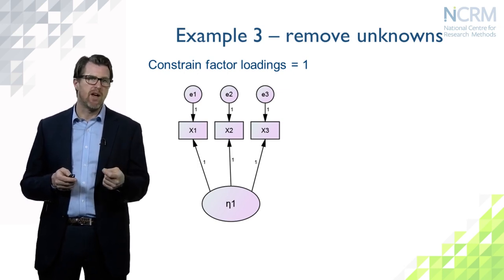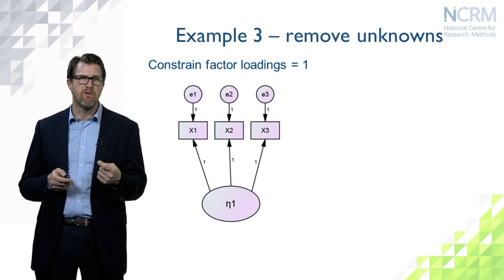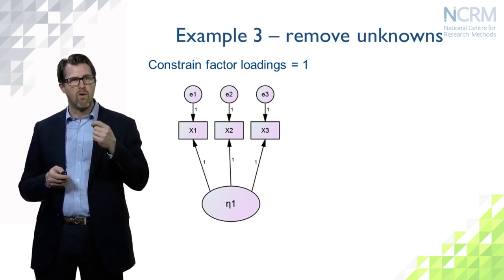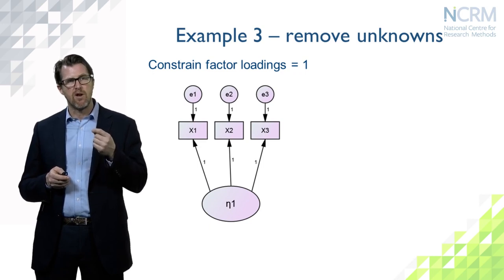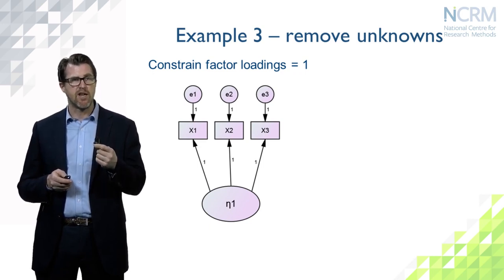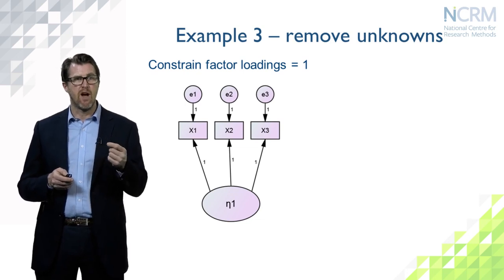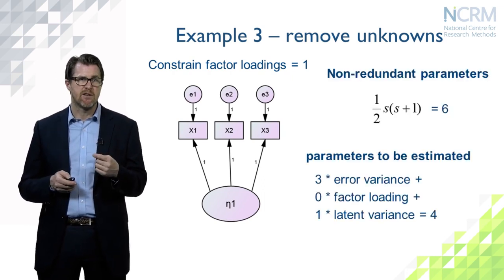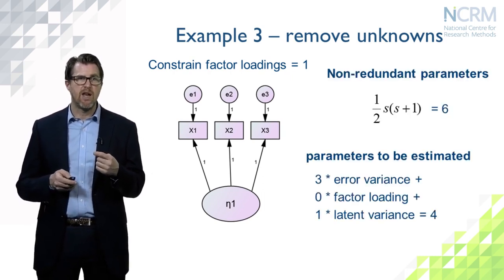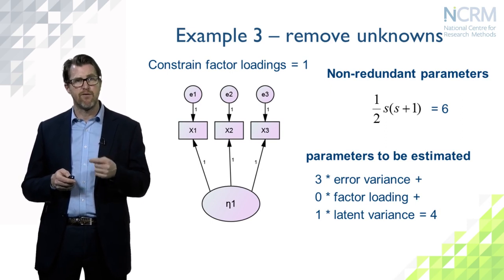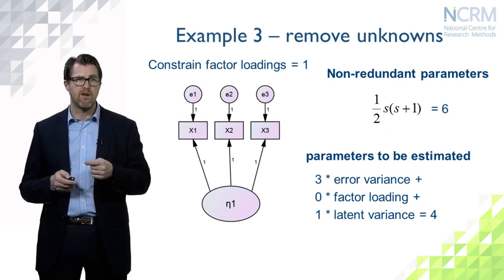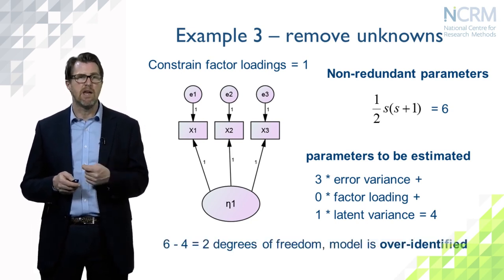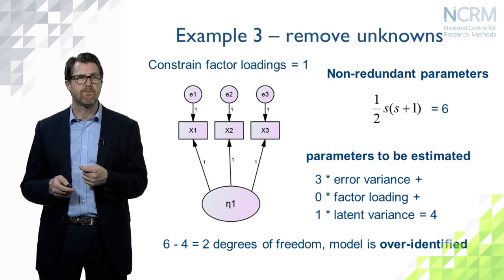Now, this may not be a very theoretically meaningful thing to do. This isn't the point at this particular juncture. What we're showing here is that you can change the identification status of the model by removing unknowns. So we're not estimating these anymore. So we still have 6 non-redundant parameters, but we now are only estimating 4 unknown parameters because we are not estimating any of the factor loading. So now this model is over-identified.